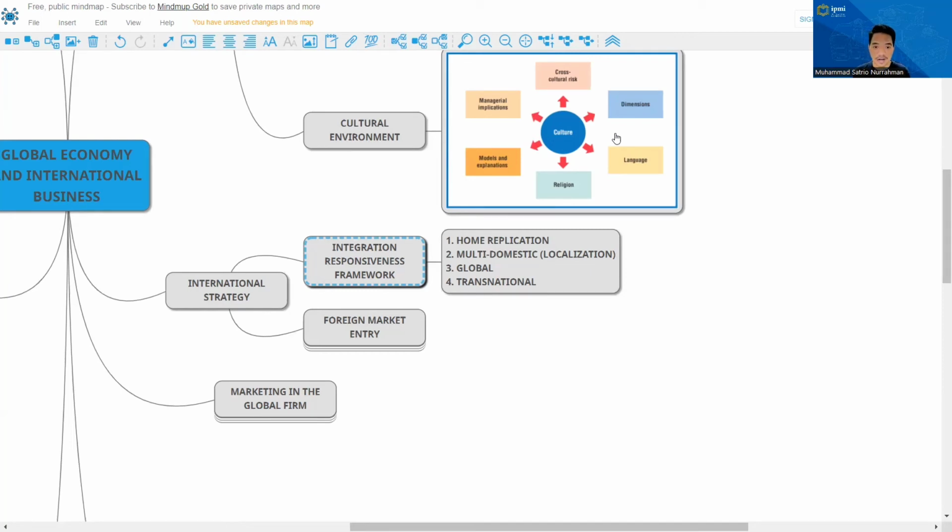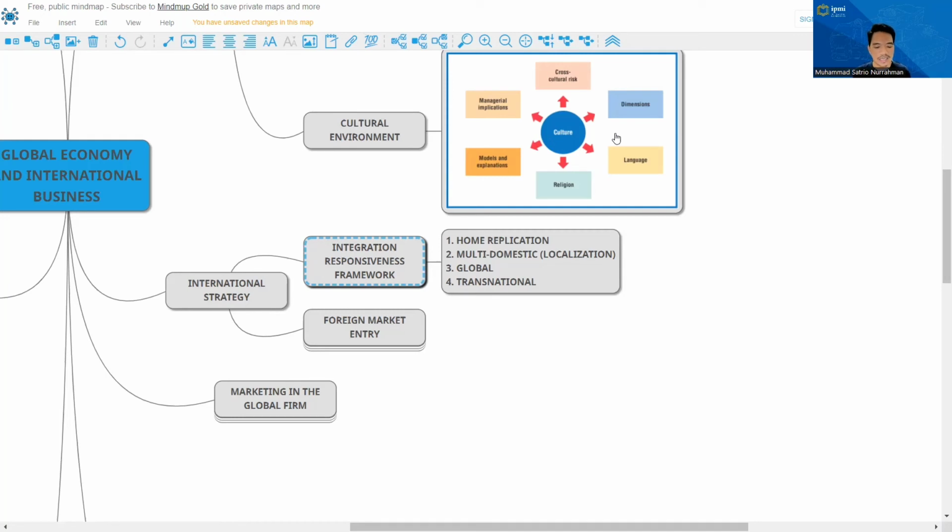And the second one is multi-domestic or localization. It's about products and services adapted to suit the needs and wants of buyers in each country. For example, the Nestle company. And the third one is global strategy.